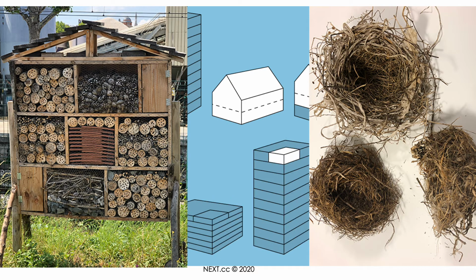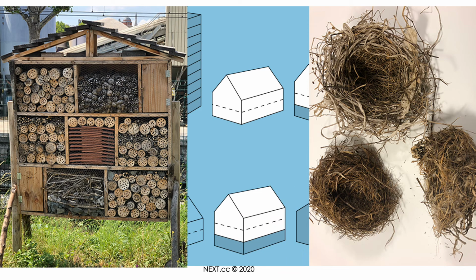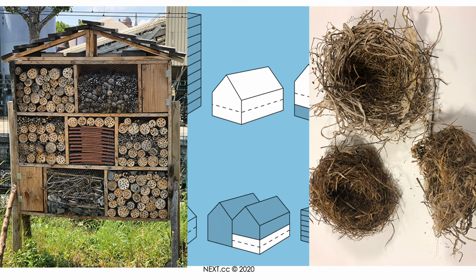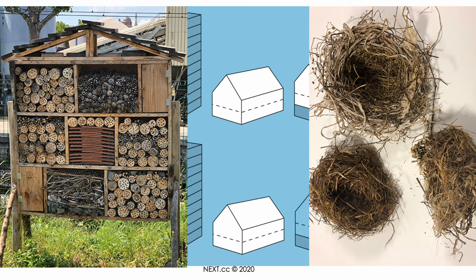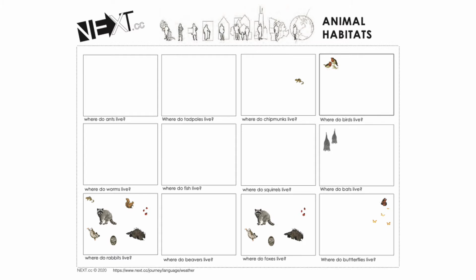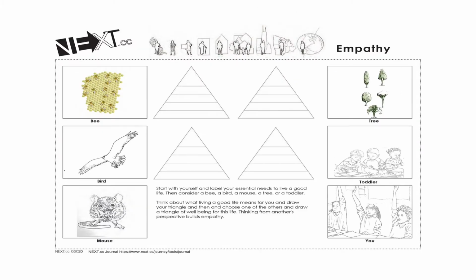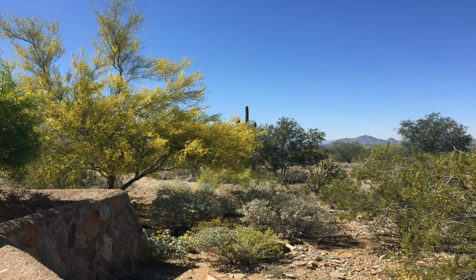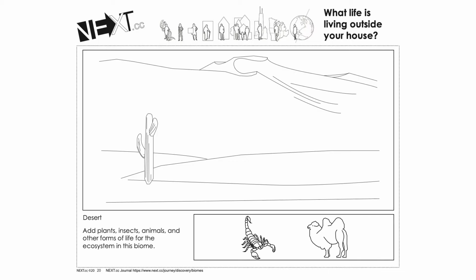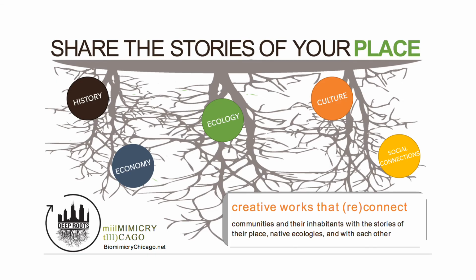And then look and listen for habitats of human beings and insects and animals. And find out where animals and insects live. Find out what you need to be healthy when you're living and what a mouse, a bird, a bee, a tree need. And look at other biomes and imagine what is living outside of those houses in those areas. And share the stories of your place.